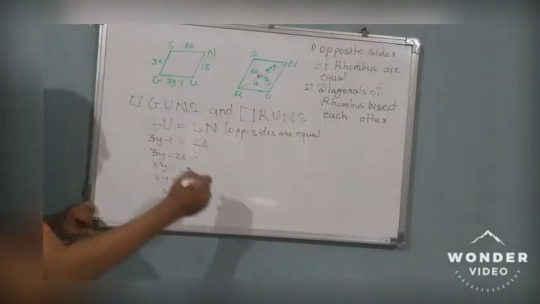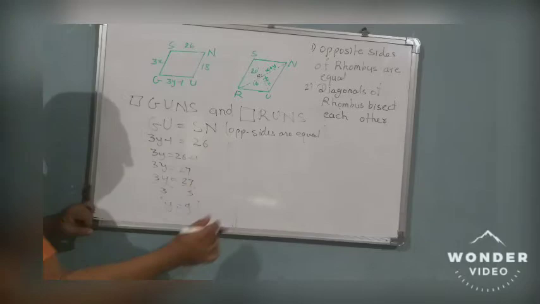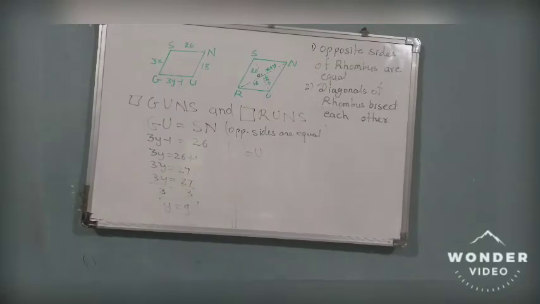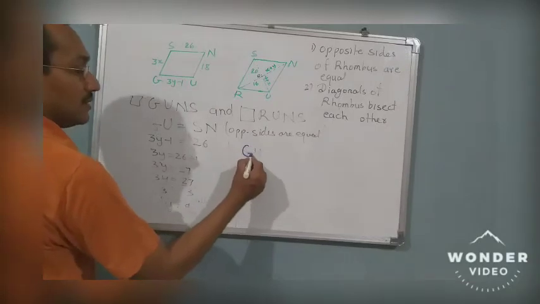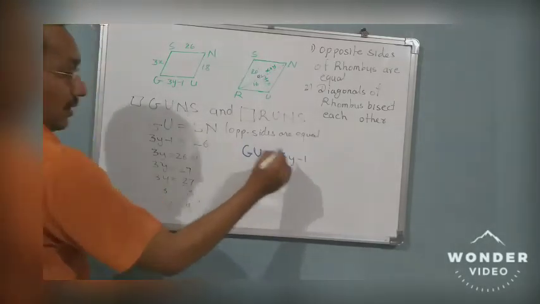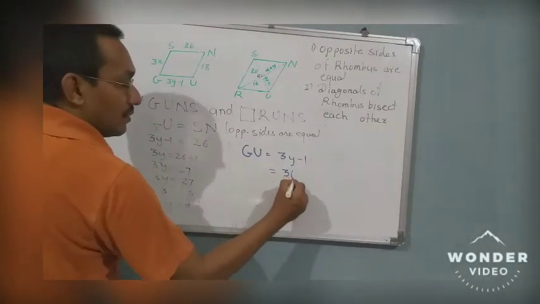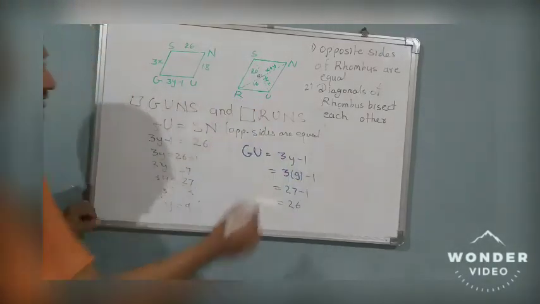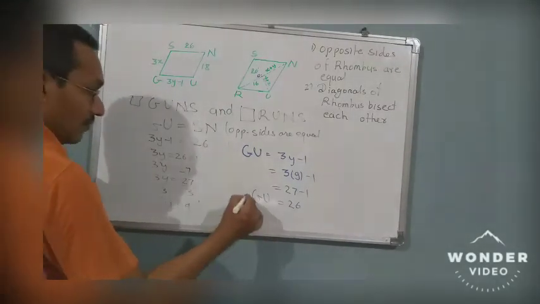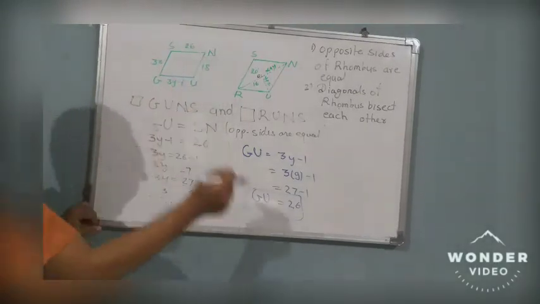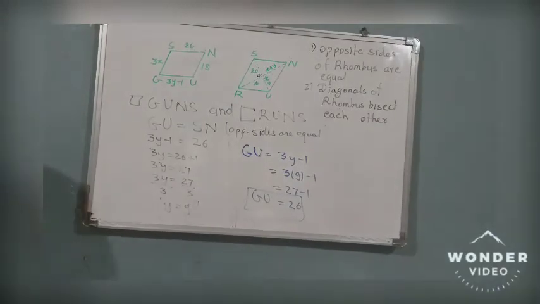So what will be the length GU now? Length GU, that is 3y minus 1. y I am substituting 9. 3 into 9 minus 1, that will be 27 minus 1, that should be 26. So naturally we are getting y also, and this is verified: opposite sides of a rhombus are equal.